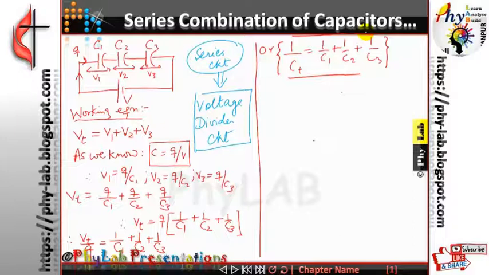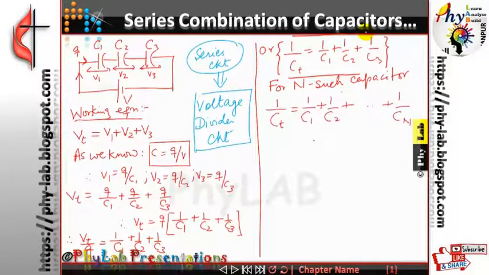Now if instead of these three capacitors I was given n such capacitors, then I can generalize the same result for n such capacitors as 1 upon C total equal to 1 by C1 plus 1 by C2 plus 1 by C3 plus dot dot dot till 1 by Cn.